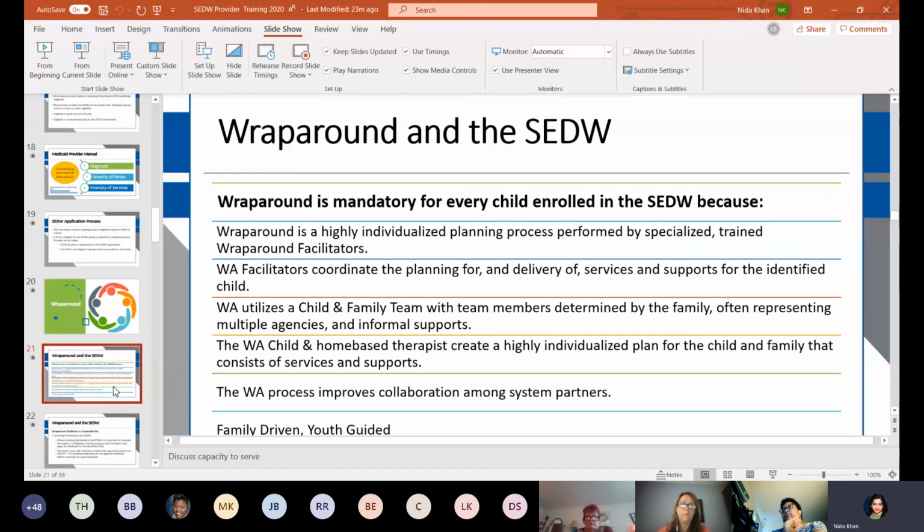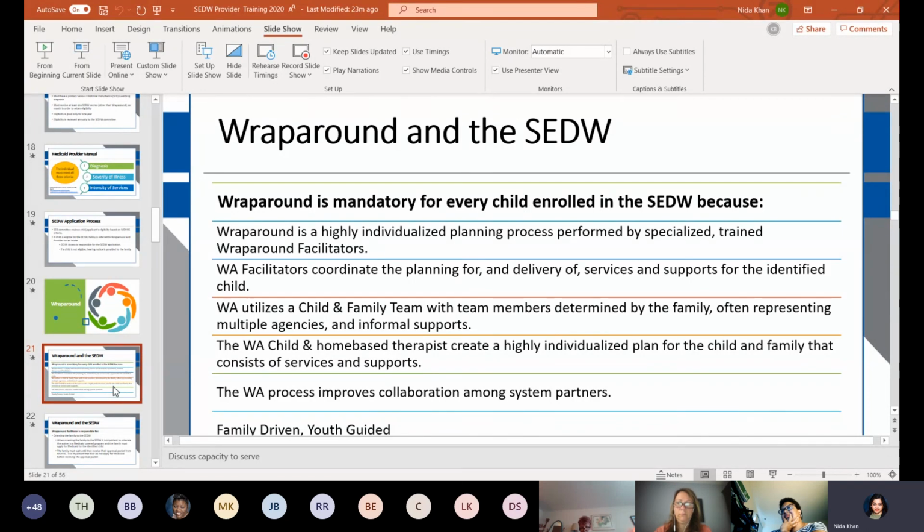We have had wonderful success stories of therapists and wraparound facilitators working together with families. Also, the home-based therapist and the wraparound facilitator create a highly individualized plan for the child and the family. So this is something I do want to elaborate. It is very essential. And this is something that is a huge point when MDHHS comes for audit, and we have had some issues with this in the past.